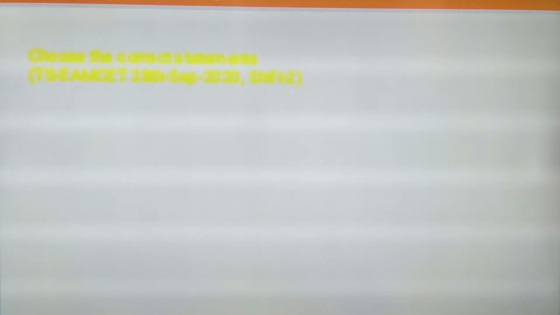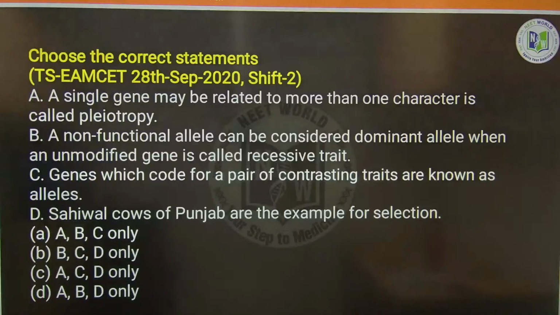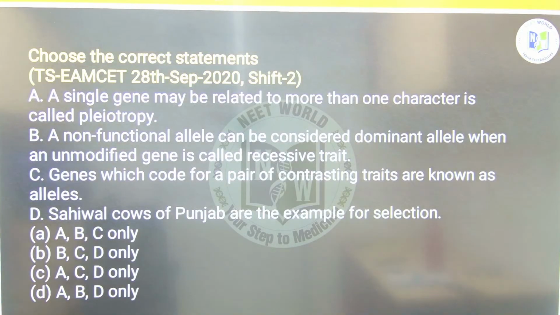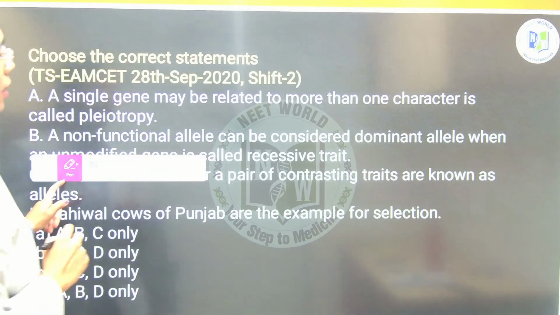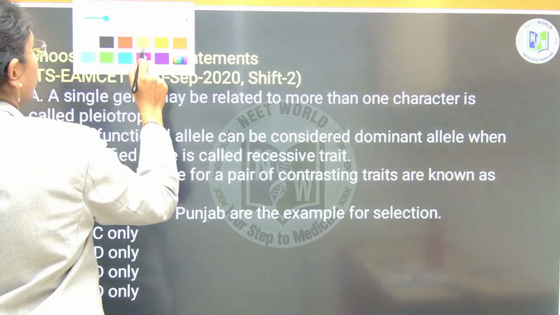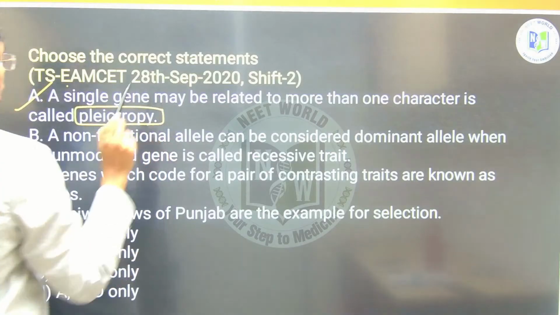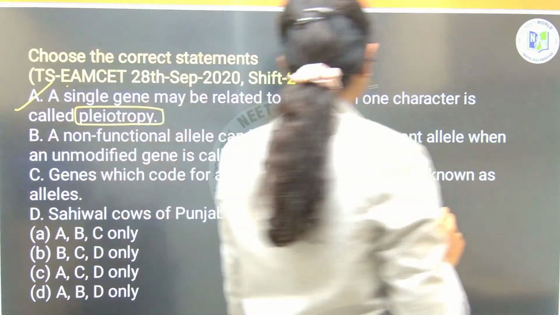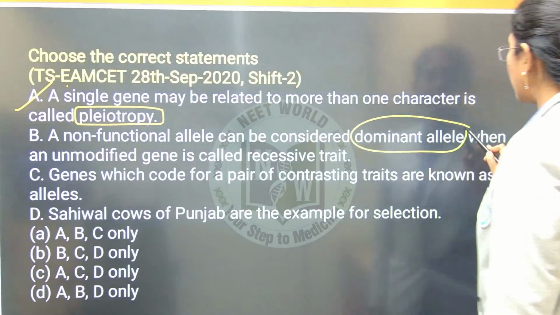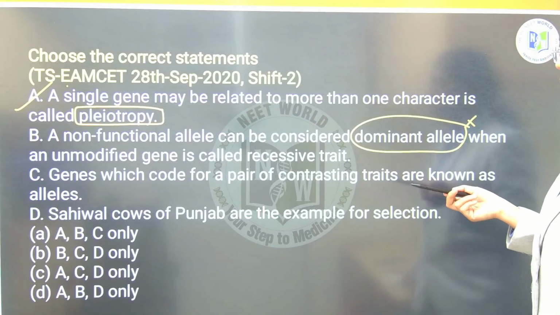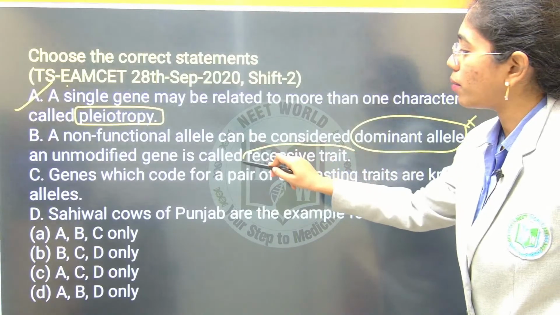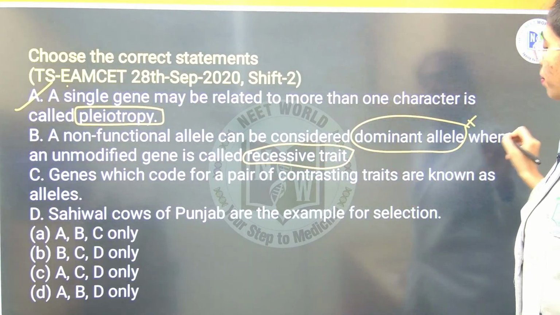Next question, which is again a multi-statement based question. Choose the correct statements. A single gene may be related to more than one character is called pleiotropy. Yes, one gene affecting multiple phenotypes is known as what? Pleiotropy. A non-functional allele can be considered as dominant allele. Wrong. Non-functional allele is not a dominant allele. Functional allele is the dominant allele. Unmodified allele is the recessive trait? No, unmodified allele is the dominant trait. So, B will be wrong, right?